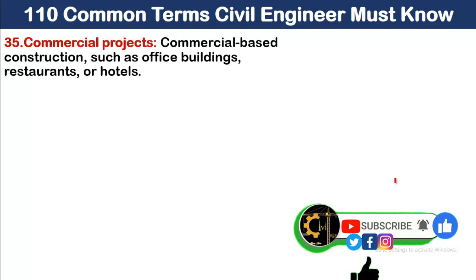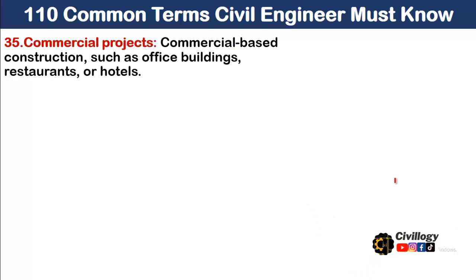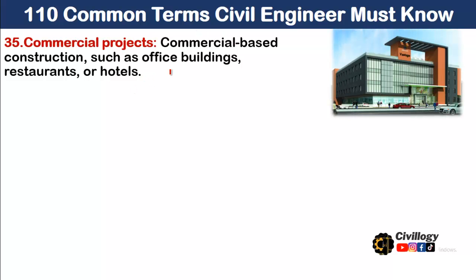First of all, this is point number 35. We have covered 34 points in the previous parts. The links of those videos are given in the description. Must watch those videos as well. Okay. So point number 35 is commercial projects. Commercial based construction such as office buildings, restaurants or hotels are called commercial projects.